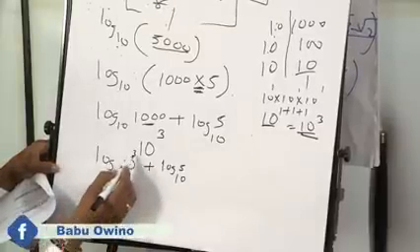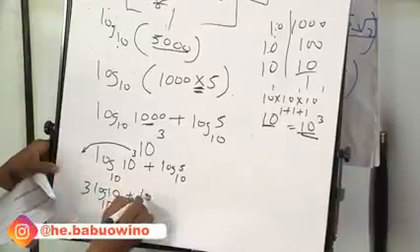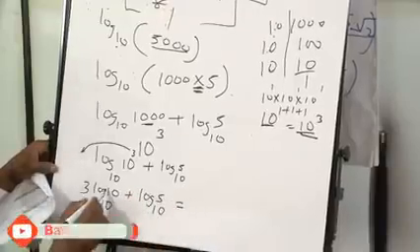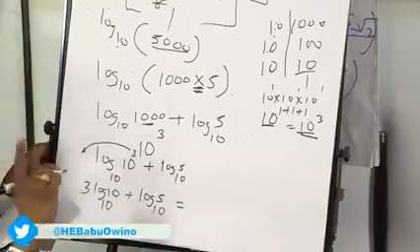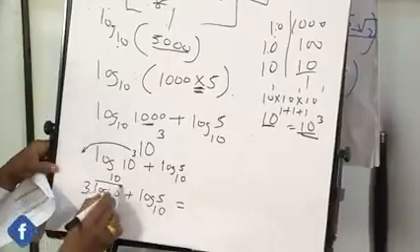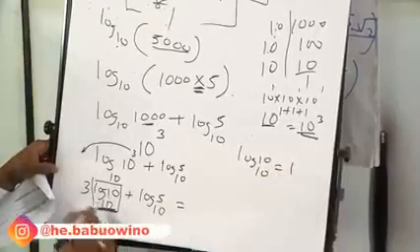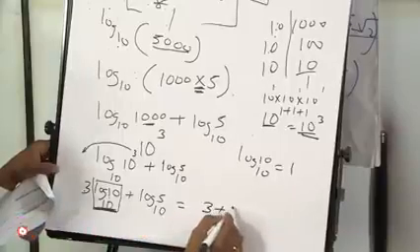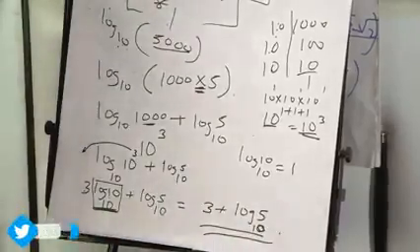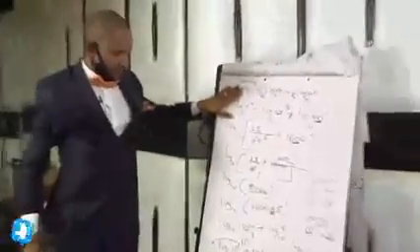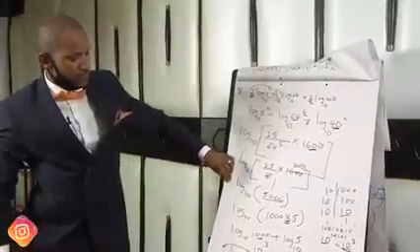So log 10 to power 3, you can drop this 3 down. It becomes 3 log 10 to base 10 plus log 5 to base 10. Any log to its own base is 1. Log 1 to base 1 is 1. Log 2 to base 2 is 1. Log 10 to base 10 is 1. Therefore, you replace log 10 to base 10 with 1. 3 times 1 is 3, plus log 5 to base 10. That is the simplified form of this equation. So you see the way it was long, and we can just get it as this value: 3 plus log 5 to base 10.